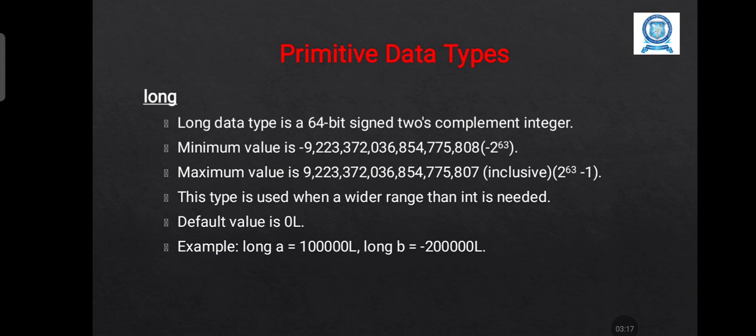Long is a 64-bit signed data type, which has a minimum and maximum value. For the long data type, the data value should be mentioned with the letter capital L or small letter l. For example, long A equal to value L. Here long is the keyword used to define the long data type, and the value will be assigned with the letter L.